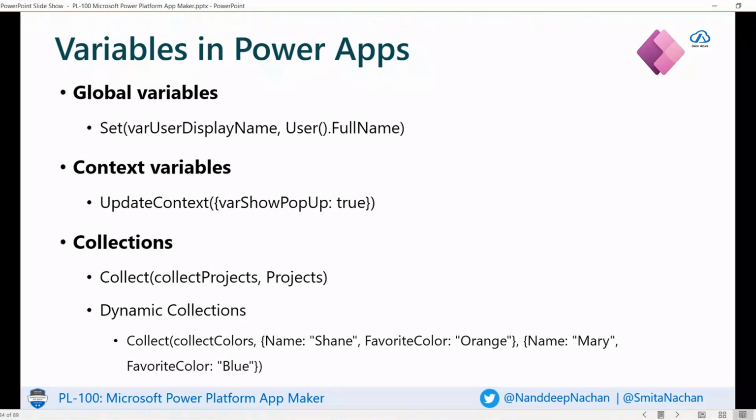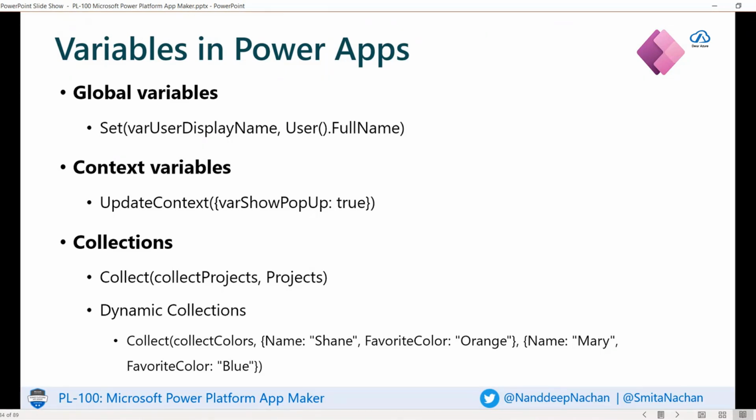To create those contextual variables, we can just use UpdateContext, and then in curly braces, in a JSON kind of format, present the name of that particular contextual variable and specify its value.